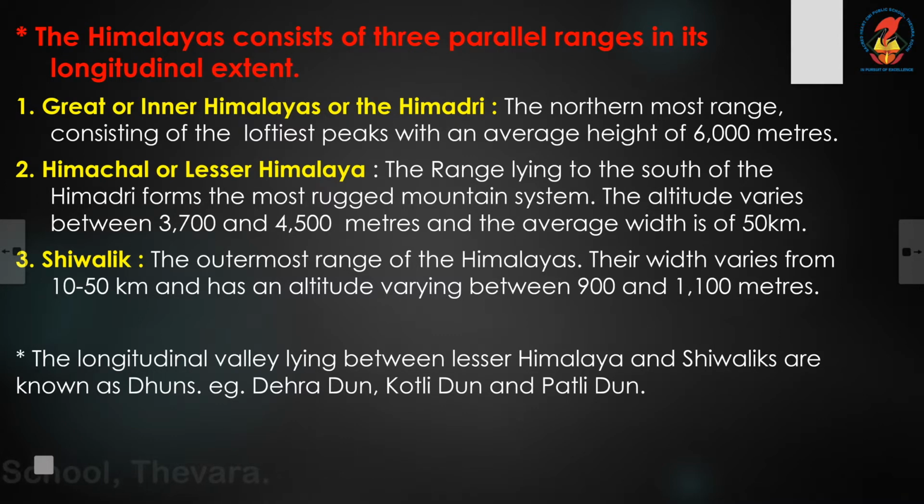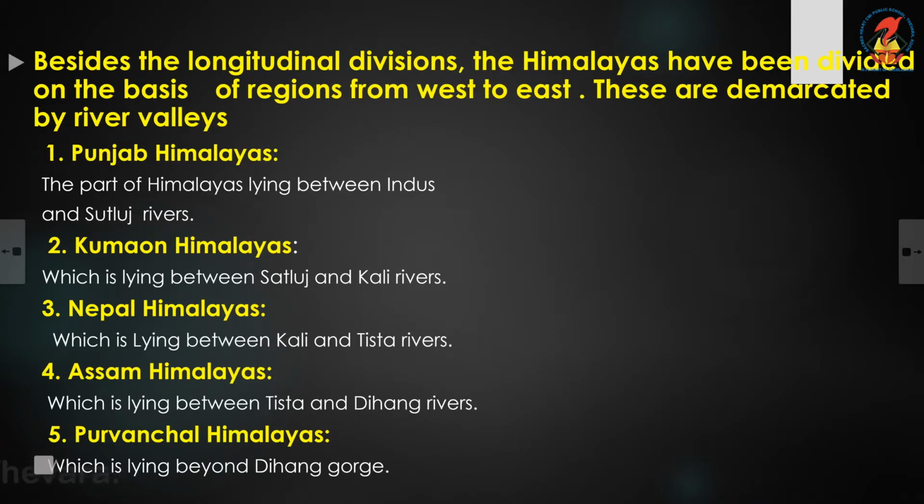Then we have the next one. Besides the longitudinal divisions, the Himalayas have been divided on the basis of region from west to east, demarcated by the river valleys. We have the Punjab Himalayas, Kumaon Himalayas, Nepal Himalayas, Assam Himalayas and Purvanchal Himalayas. Now, the Punjab Himalayas are lying between Indus and Sutlej.